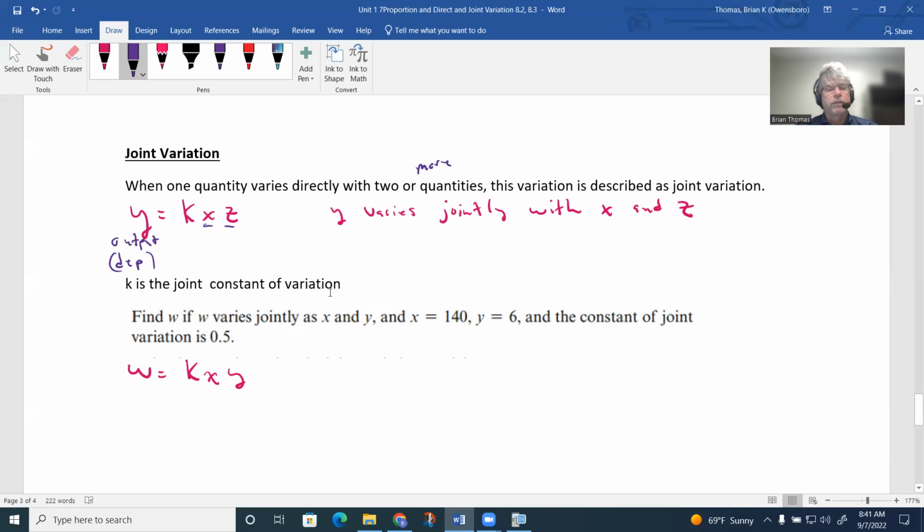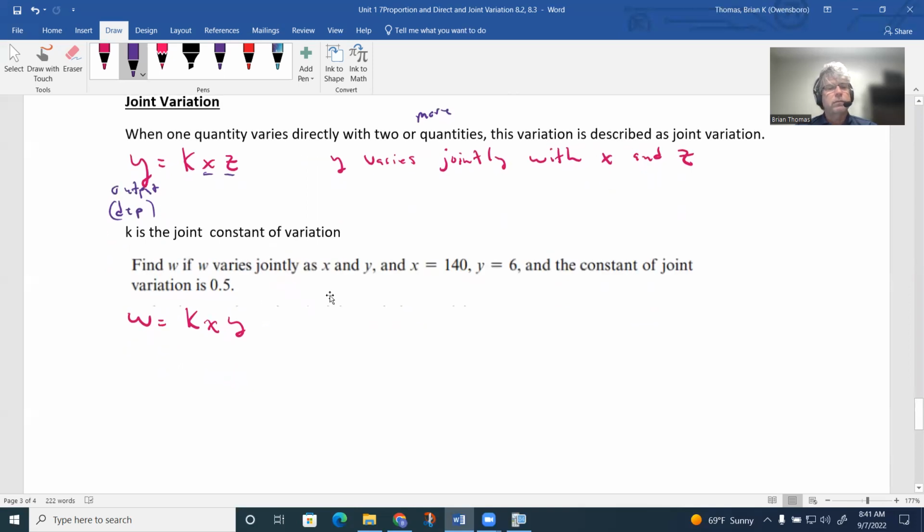So k is the joint constant of variation. What we have here is, find w if w varies jointly as x and y, and x equals 140, y equals 6, and the constant of joint variation is 0.5. Notice how, since we're trying to find w, that's our dependent variable, that's our output. The x and y become our independent variables. That's what's known. They give us the joint variation constant, which is this 0.5.